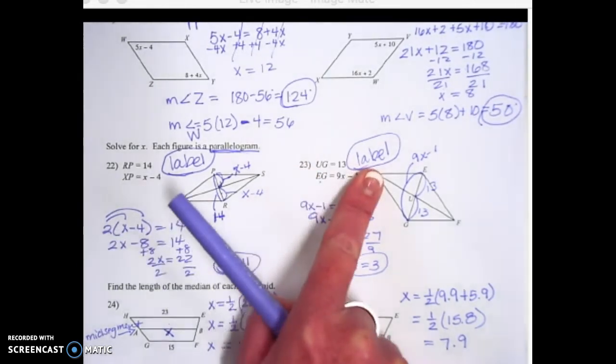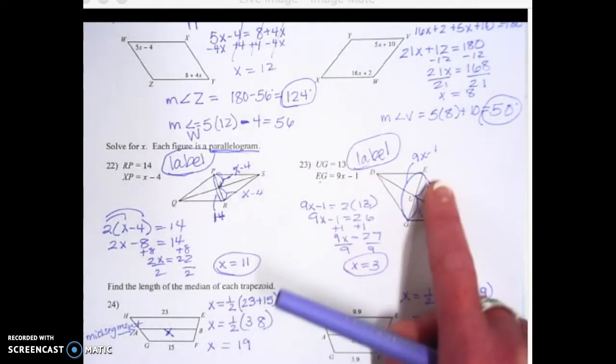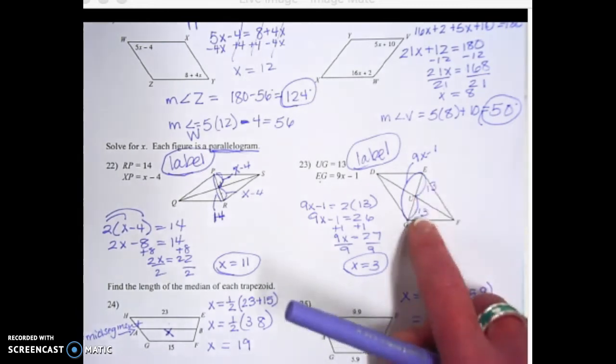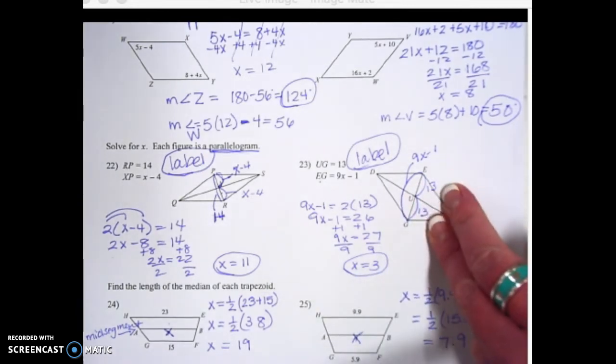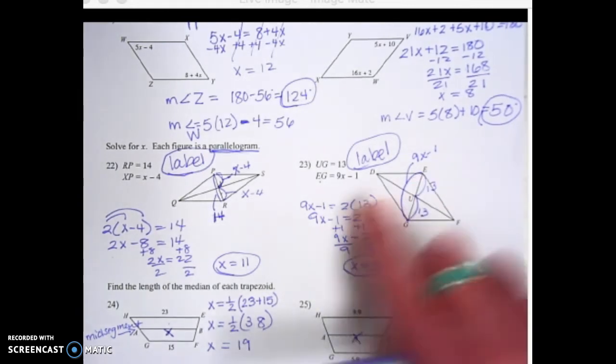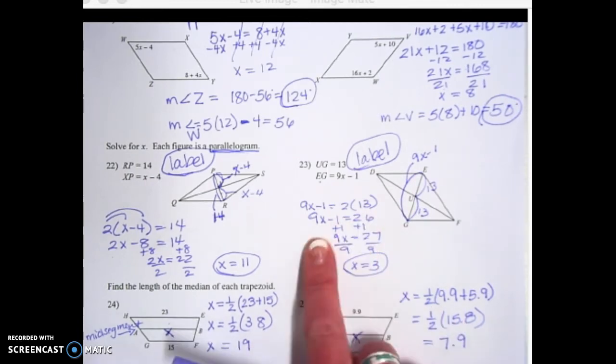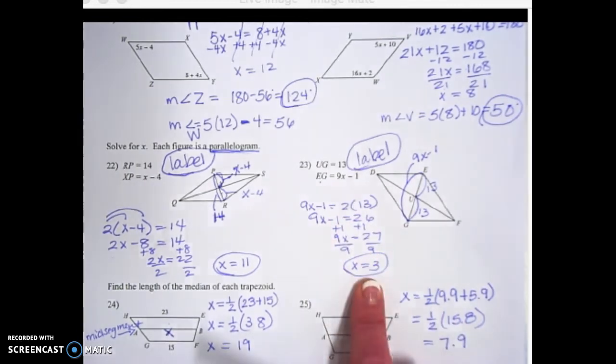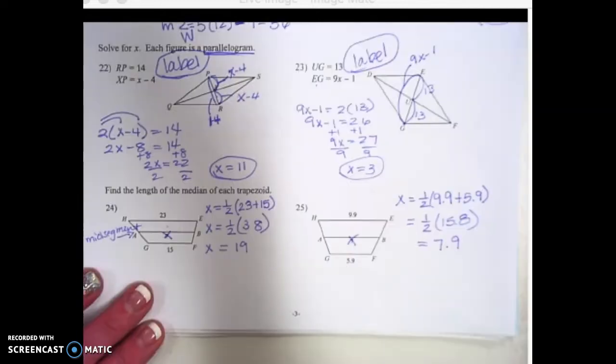23, also important to label. You'll see that these two pieces are half. So I need 2 of the 13s, set it equal to the whole thing, and solve for my variable x by doing inverse operations.